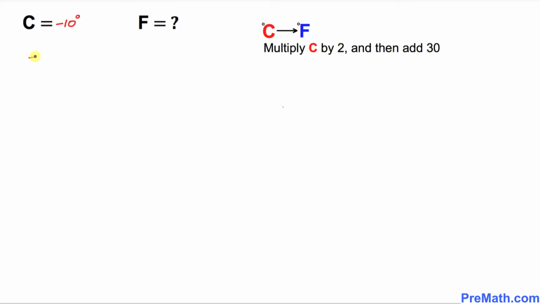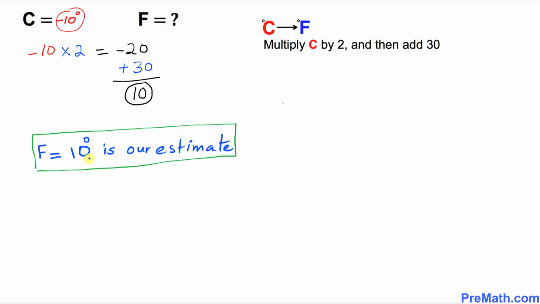So let me just put down negative 10, this negative 10 by the way. And then I want you to multiply by 2. That is going to give you negative 20. And then you just add 30 to this one, and that is going to give you 10, and that's your answer. So F equals 10 degrees turns out to be our estimated answer.